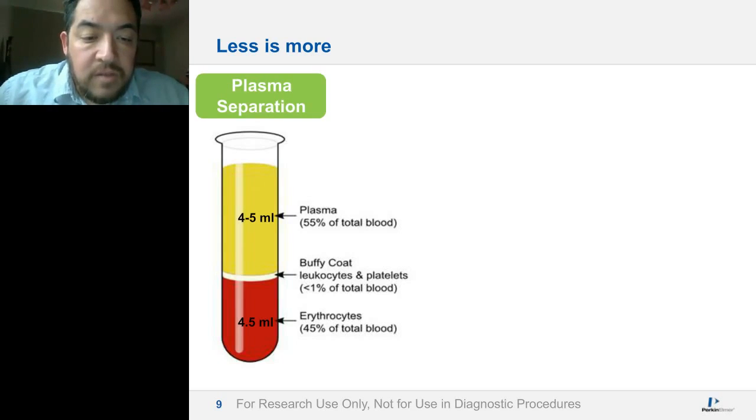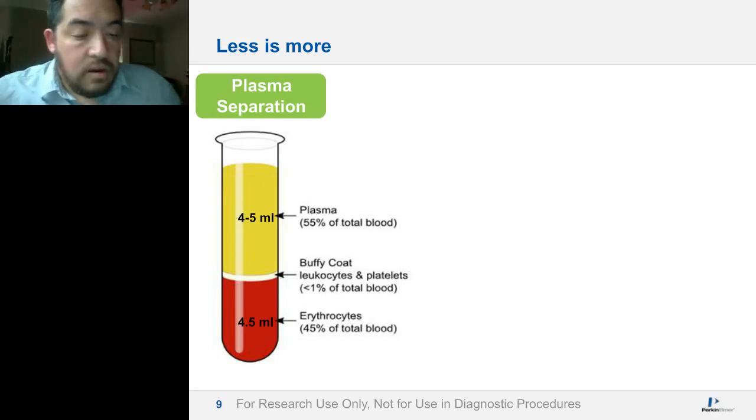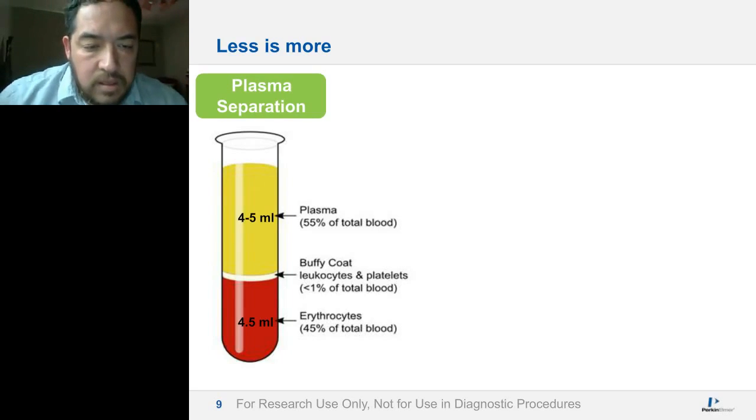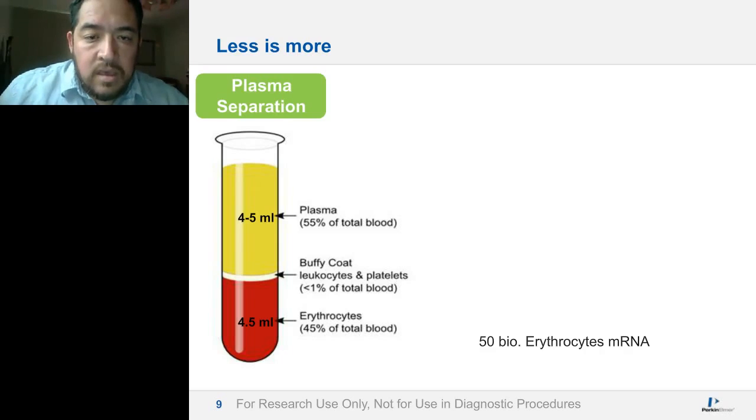And then you have the buffy coat layer, which contains the leukocytes and platelets, about 1% of total blood. And then below you have the erythrocyte layer. So the idea is that one has to be careful to isolate plasma without disrupting or interfering with especially the buffy coat layer, so that we don't get unwanted leukocytes, which can contribute more genomic DNA to the background. So here are just some facts about what you find in the different fractions.